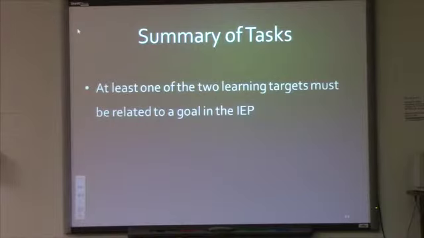I think it's probably easier to match, to relate the two learning targets to the two goals in the IEP, because you'd have a basis. But then again, not everything in the IEP is sacrosanct, really. Exactly. It's not. That's why I said kids evolve.